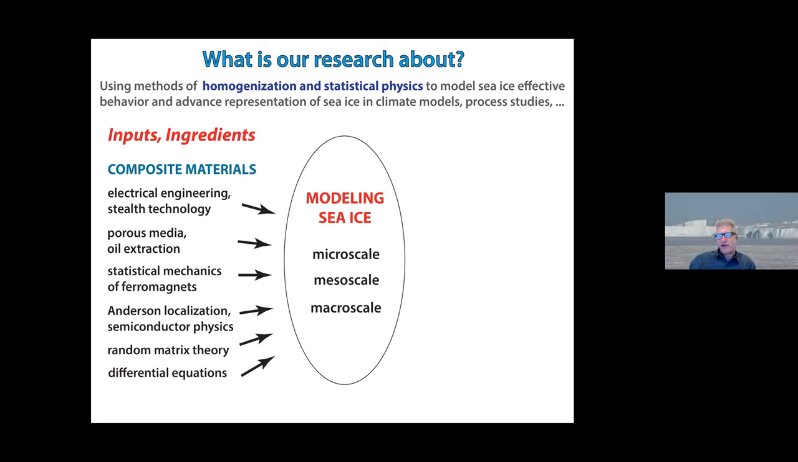I did my postdoc at Rutgers with Joel Lebowitz and the whole StatMech group there. So very close to my heart is the statistical mechanics of ferromagnets and those kinds of approaches, such as Anderson localization and semiconductor physics, random matrix theory, differential equations, stochastic processes, the whole host of complex analysis, functional analysis. There's a whole host of different areas that we tap into to study sea ice.